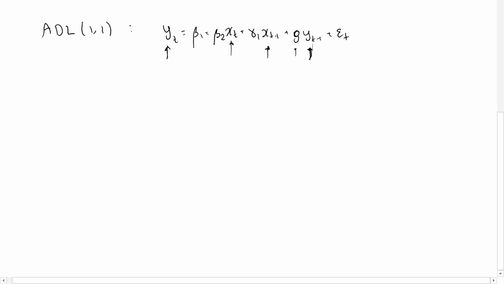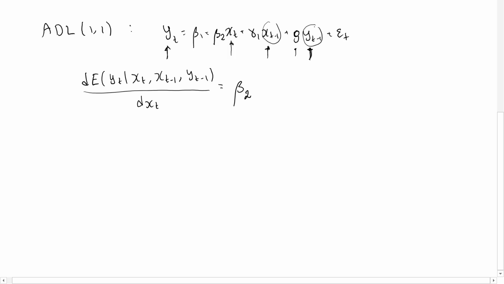Performing the same kind of analysis that we did for the ADL 0,1, consider the change in the expected revenue given the amount we spend on advertisement today, the amount we spent last period, and the revenue in the last period. What will happen to this as I change the amount spent on advertisement today by 1 unit? Well, the answer is still beta 2. These effects will only kick in the next period. So beta 2 will still be, in the ADL 1,1, the short run effect.